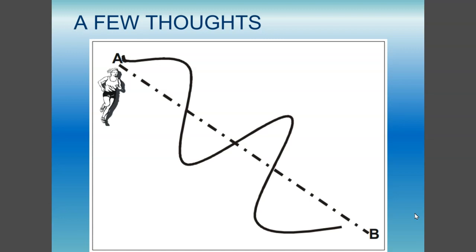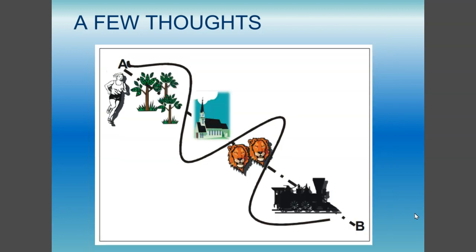So as you start investigating, why did they not just go in a straight line, you learn things. For instance, there's a forest, and there's a building in the way, and there were lions, and there was a train. And that's why they had to take this circuitous route from point A to point B. So the point of this is, without the context, it's very difficult to understand human behavior.